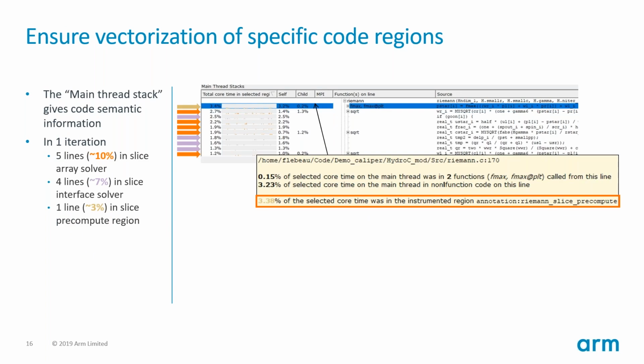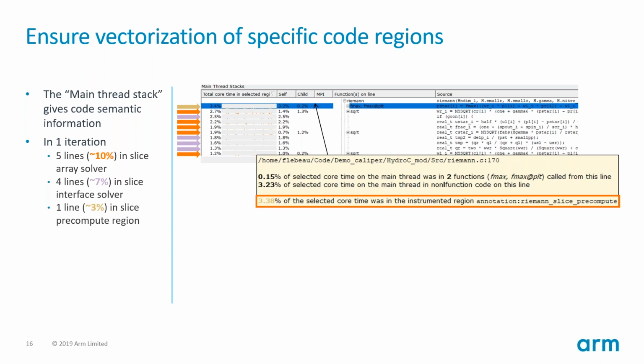In addition to the source code, the stack view also displays the Caliper information. It is now easier to understand what these lines of code are doing, and prioritizing the optimization work becomes more straightforward.